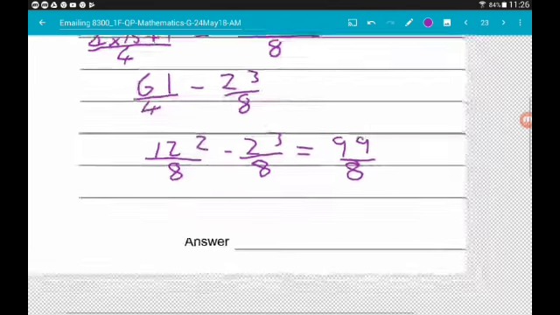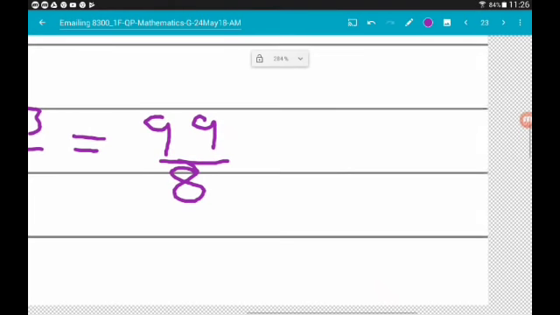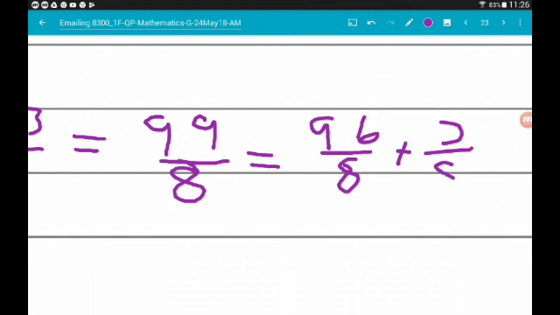As a little bit of bonus info though, as it's good practice, let's turn that into a mixed number. So to do that, we think of the biggest number underneath 99 that 8 goes into, which would be 96. So we can say this is 96 over 8, add 3 eighths.